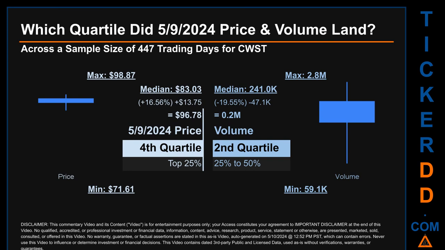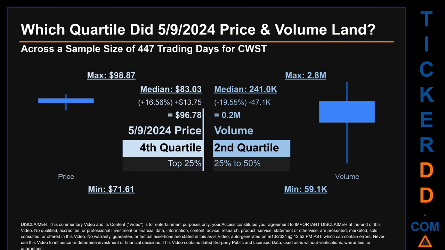The day's volume landed within the second quartile, that is within the 25% to 50% range of all sampled daily volume, which saw a max daily volume of 2.8 million and a minimum of 59.1 thousand. Quartiles tell us about the spread of a data set by breaking that data set into quarters, just like how the median breaks the set into half.